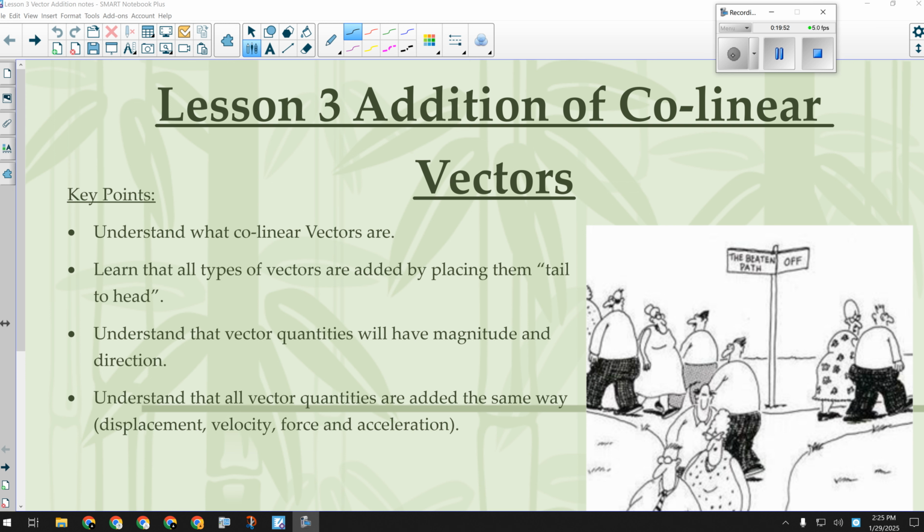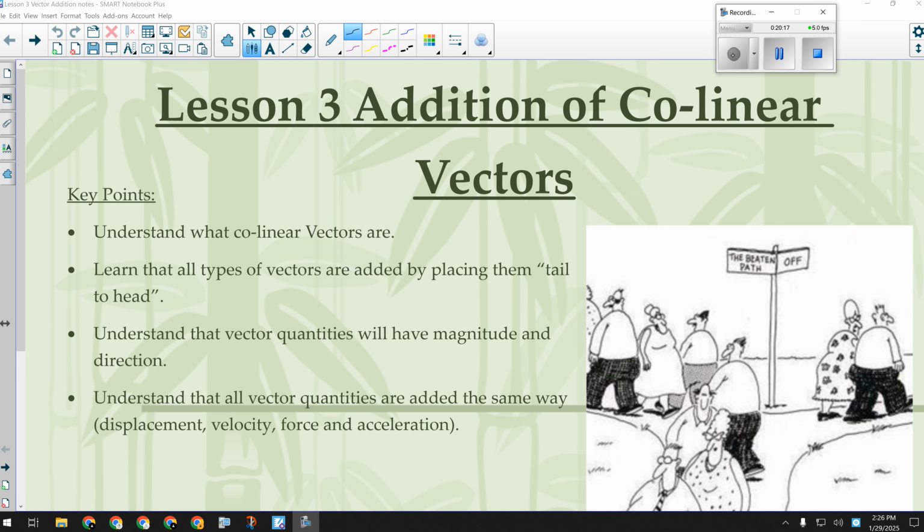So we have to understand what collinear vectors are. We just talked about that. Learn that all types of vectors are added by placing them tail to head. We call it the tail to head method. It just means that you draw one vector and then you draw the next vector coming off the end of that one. Kind of like you're storyboarding something. First this happened and then this happened and then that happened, and you just draw them one after the other.